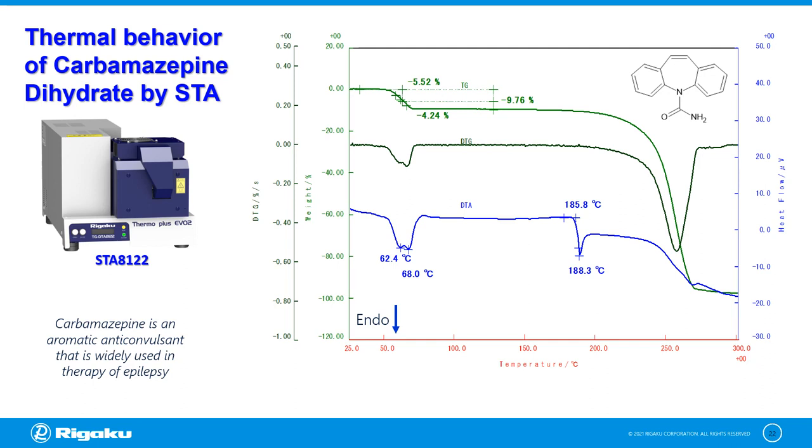The STA result shows a mass loss associated with endothermic reaction at 62 degrees centigrade, which is overlapped with another endothermic reaction at 68 degrees centigrade due to dehydration. This simply means that dehydration has occurred continuously in two different stages in carbamazepine dihydrate, indicating a total water content of 9.8%. Then at more than 150 degrees centigrade, we can observe an endothermic peak due to melting, and increasing the temperature further led to mass loss due to thermal decomposition.